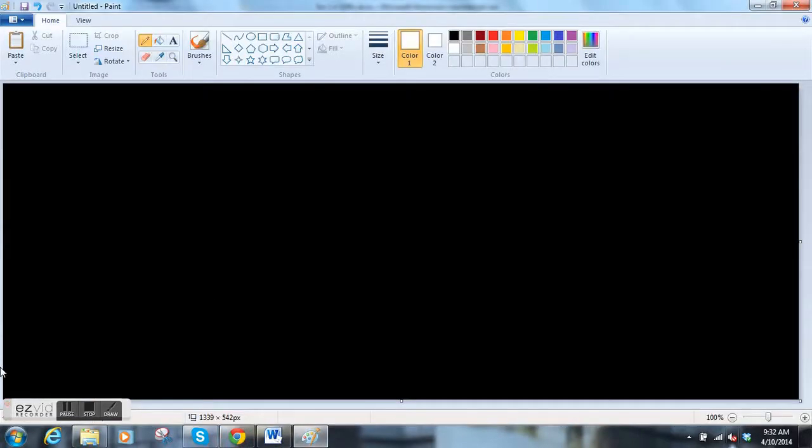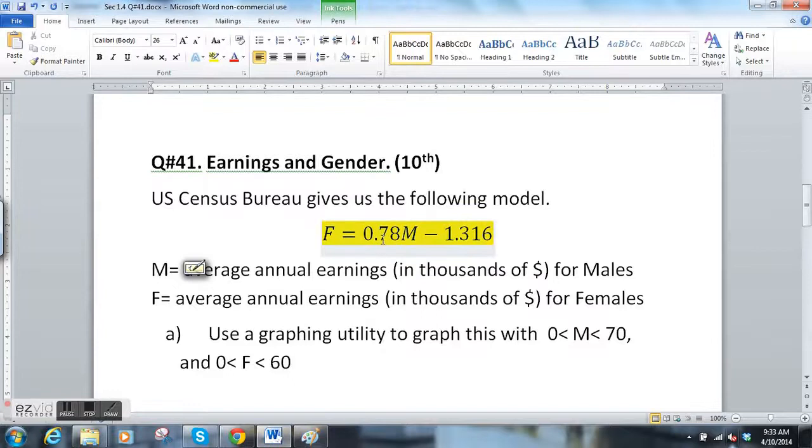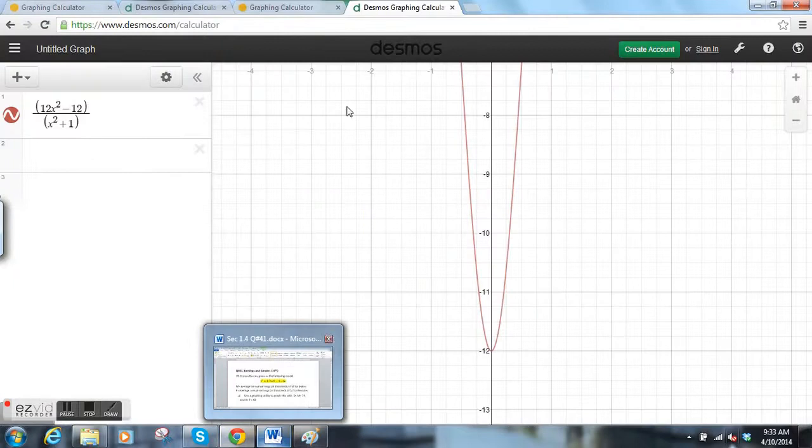I'm going to take a short moment here and say, for those of you that are in a statistics class, this is very exciting. And those of you that aren't in a statistics class, it's also exciting. They took the average annual salary for men and the average annual salary for women, and they essentially plotted it in a scatter plot. And then they said, we're going to find the least squares regression line that goes in between them, and that line looks like this. Okay? So the question, part A, says use a graphing utility.